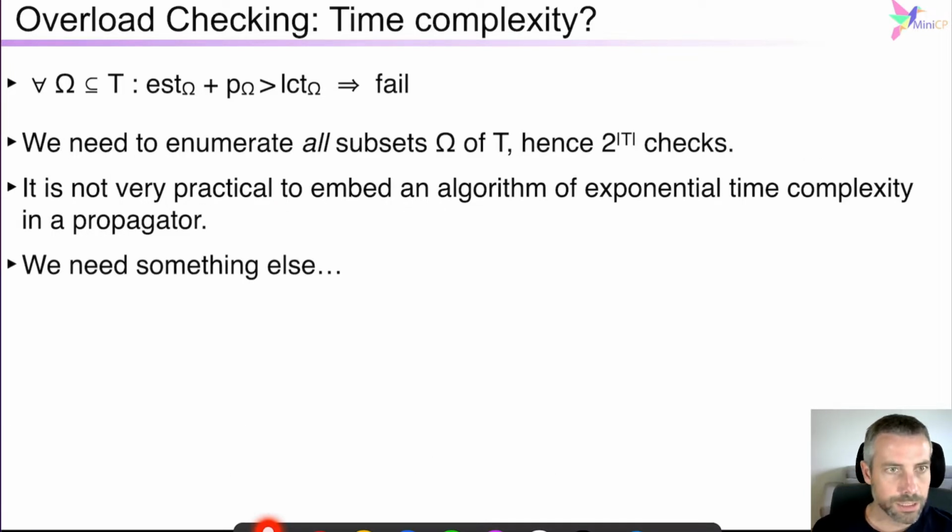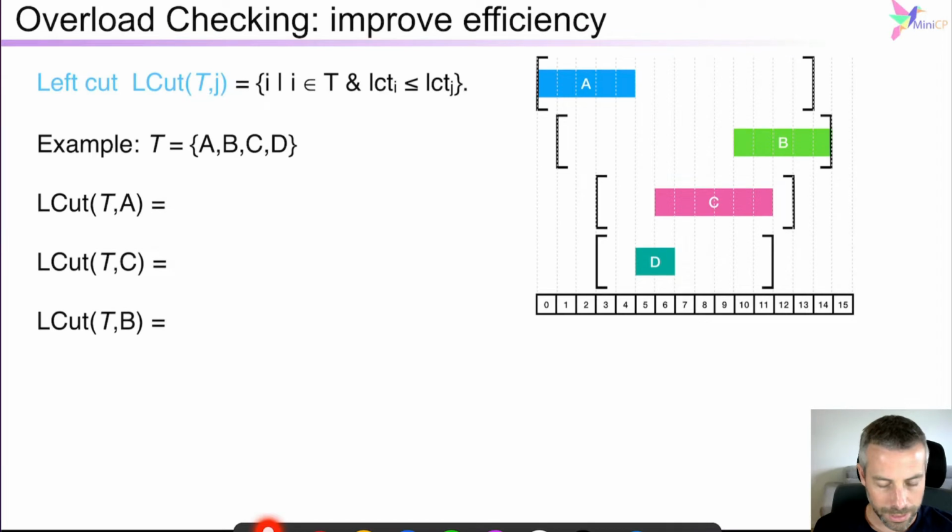What's the time complexity to verify this formula for all the subsets omega? Well, you first need to enumerate all the subsets, so that's 2 to the power of the number of activities on your resource. And that's not very practical, as we can imagine, to embed an exponential time algorithm just to verify one propagator. So we need to find something else. And this something else will be to improve a little bit the filtering rule by introducing a new definition, that is the left cut of an activity.